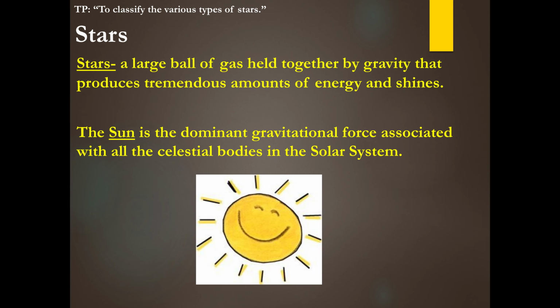All right, let's begin. Stars. A large ball of gas held together by gravity that produces tremendous amounts of energy and shines. There's a many-step process, about a 5 or 6 step process, to make a star, which I'll go over with you. The sun is the dominant gravitational force associated with all of these celestial bodies in the solar system. The word celestial means outside of the atmosphere, at least the Earth's atmosphere. So we have planets, asteroids, comets, our sun and other stars out there.